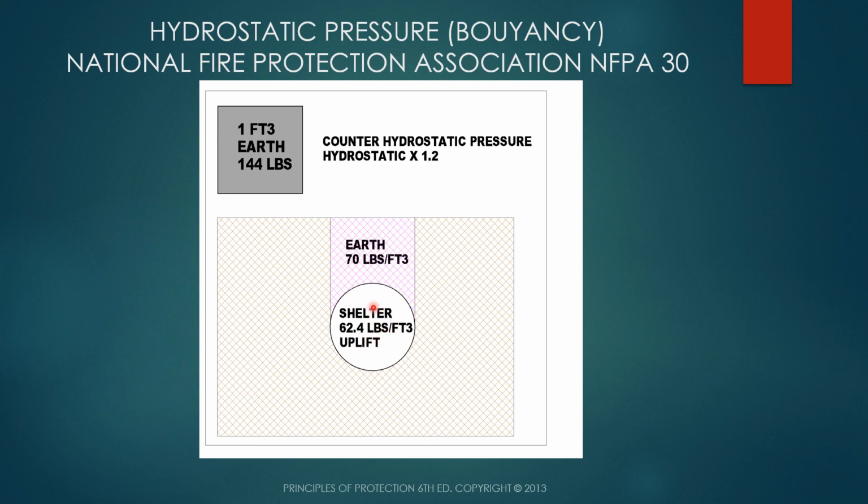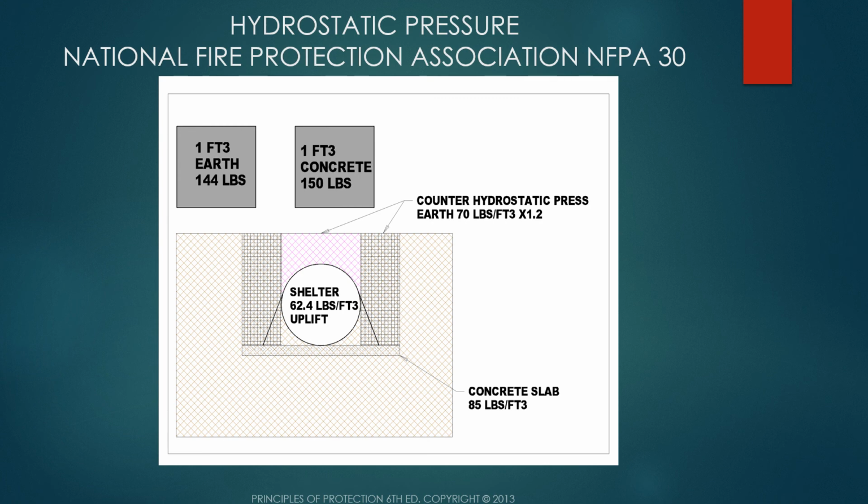Whatever this pressure is on this underground shelter, using 70 pounds a cubic foot, you have to have 1.2 times this pressure. If this is 15,000 pounds, you have to have 1.2 times 15,000 pounds on top of this. Concrete doesn't do a whole lot because concrete's almost the same as earth. So earth underground is 70 pounds a cubic foot. Concrete underground is 85 pounds a cubic foot.